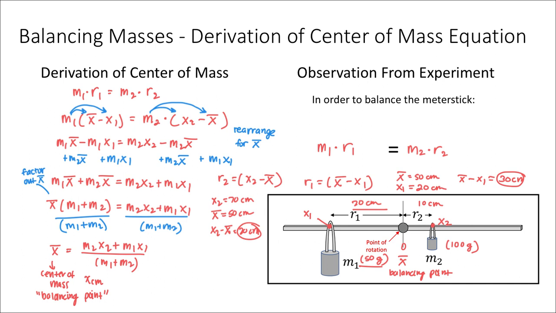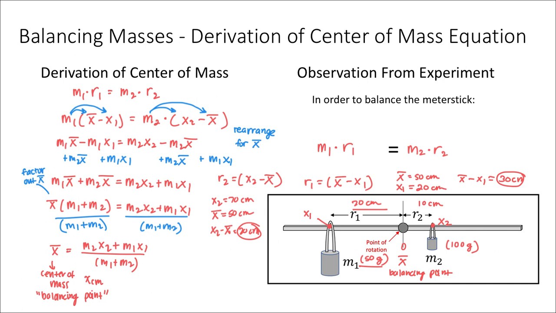So if you've ever done a weighted average, like a grade book weighted average, this is exactly the same idea. It's a weighted average, but it tells us where the average mass, or the center of mass, is in our system. And for every single balance that you did in this experiment, your center of mass was at 50 centimeters, the 50 centimeter position on the meter stick.